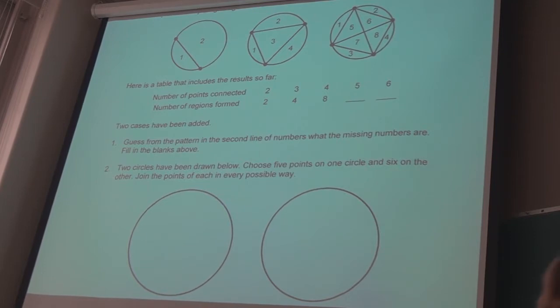Oh, you have to give people a chance. So we have dots or points: 2, 3, 4, 5, 6. And the regions? 2, 4, 8. And we have to find the other ones. We're collecting evidence about the number of regions based on the number of points on the circle. So take your time, do it freehand, do it however you want to do it. Make 5 dots on the circle and see how many regions it breaks the circle into.